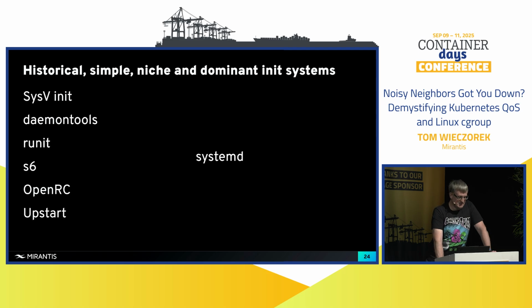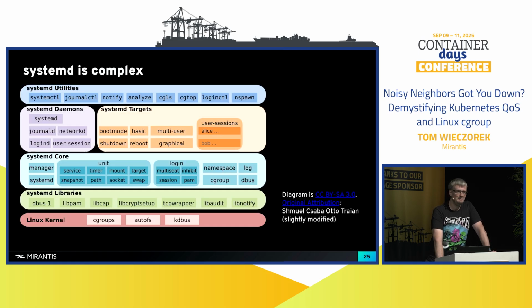What kinds of init systems do we have? We have some historical ones, some simple ones, OpenRC is kind of simple and popular for its usage in Alpine, for example. And then we have some dominant ones here. But the dominant ones might not be so simple. Systemd is the only really dominant one that we have to have a look at if we're not running, for example, on Alpine or Gentoo or something.